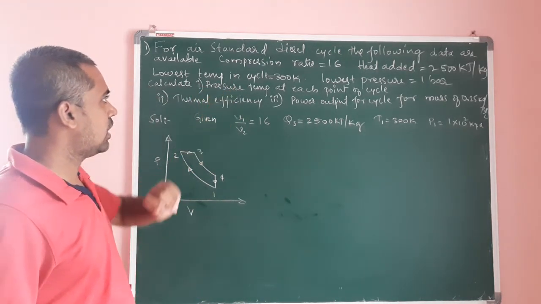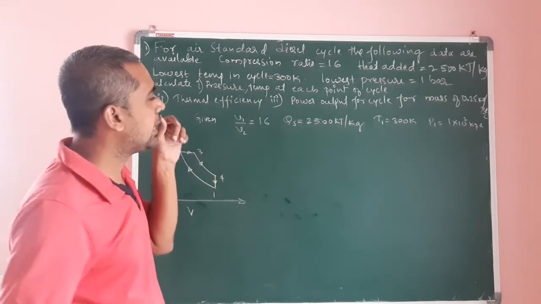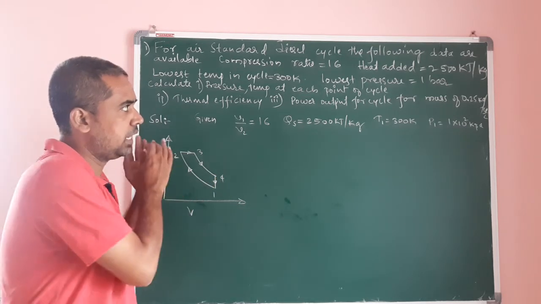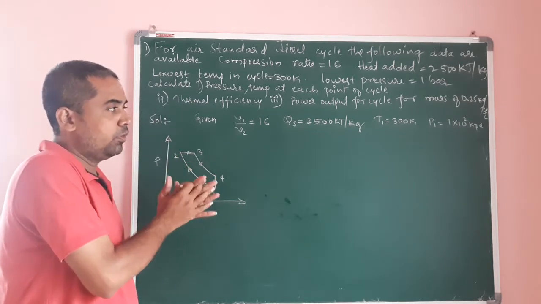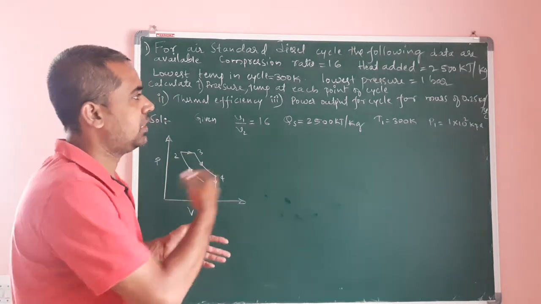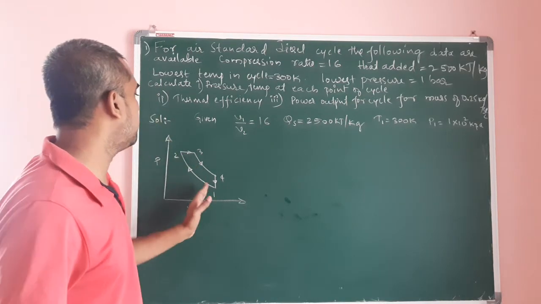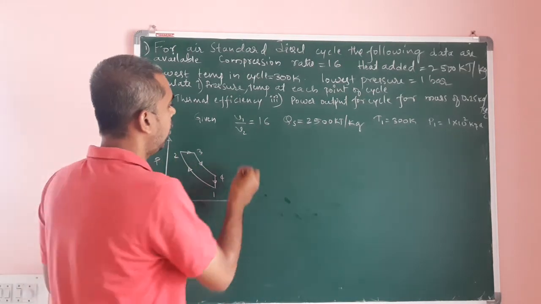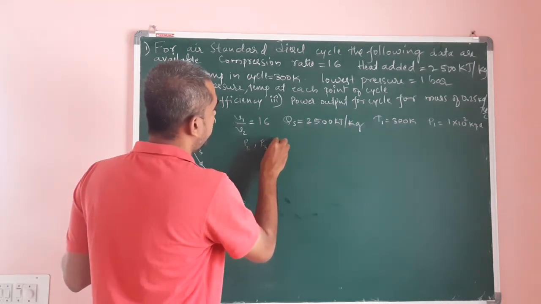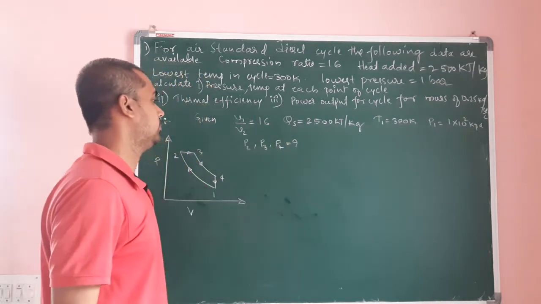First, they have asked us to calculate pressure and temperature at each point. Okay, we have to calculate P2, P3, P4. Why I have taken this problem is, if you calculate pressure and temperature at all the points, other things you can calculate easily. Therefore, you should know how to calculate pressure and temperature at all the points. You have to find P2, P3, P4. Okay, we will calculate. How to calculate P2?